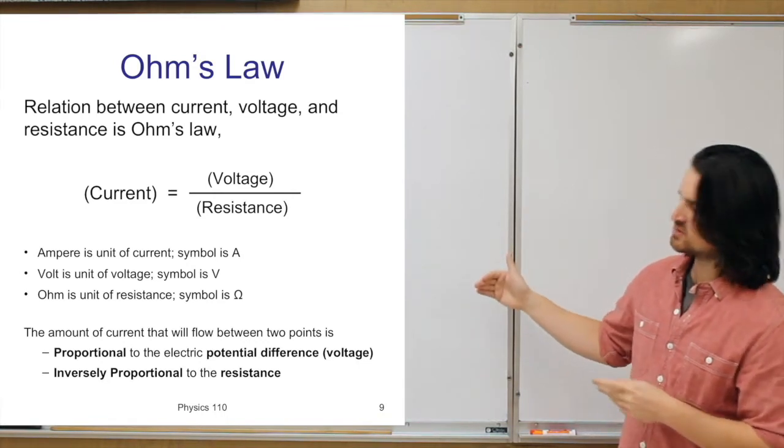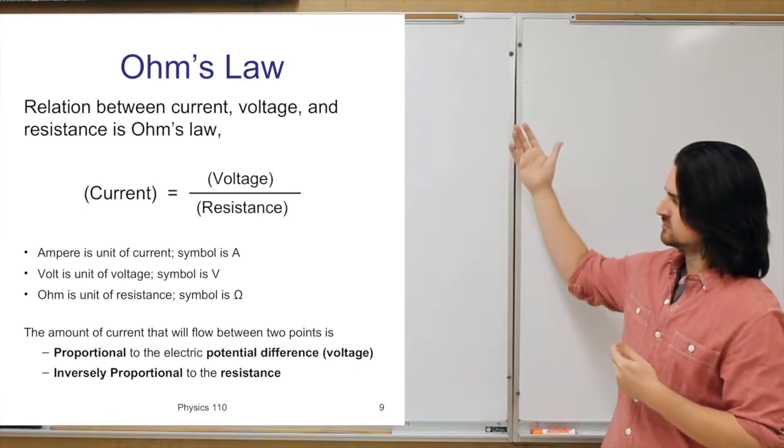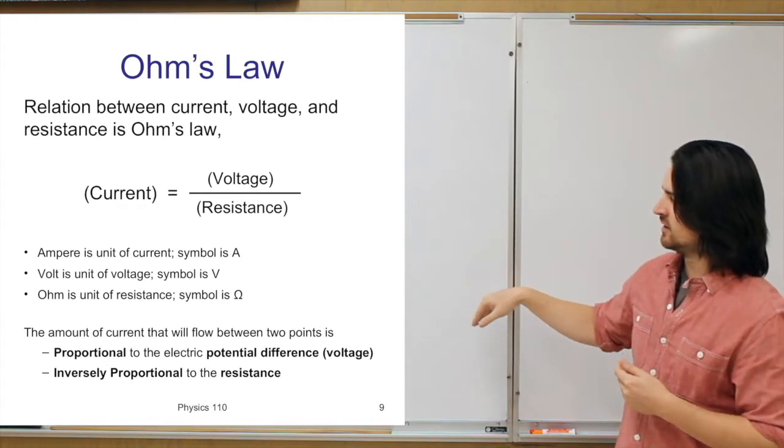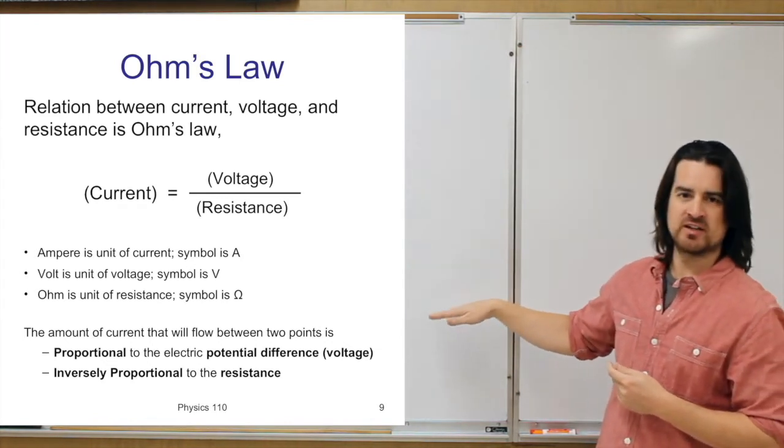And finally, for resistance, the unit is called an ohm. Same guy, Ohm's law. And we use a symbol that's a capital omega. It's a Greek letter.